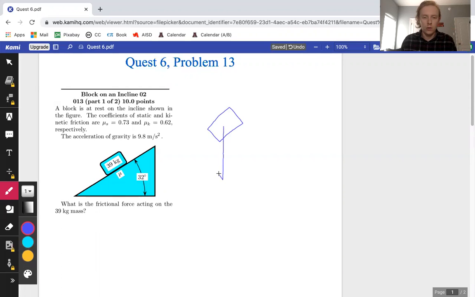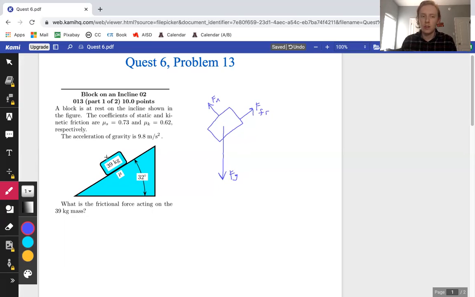We've got our weight force that acts down like that. We've got our normal force. And we have our frictional force going this way, which I'm going to denote as F sub FR, F for friction.